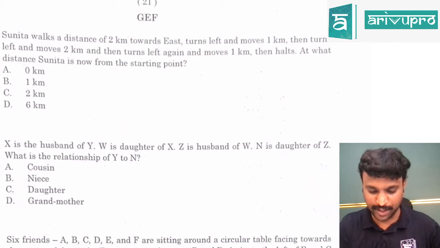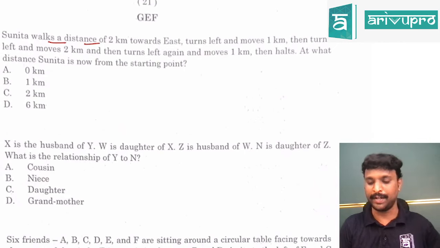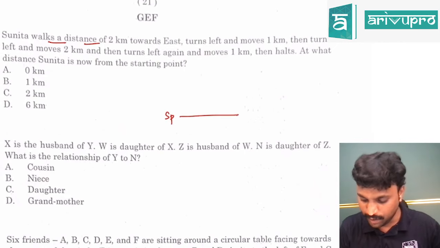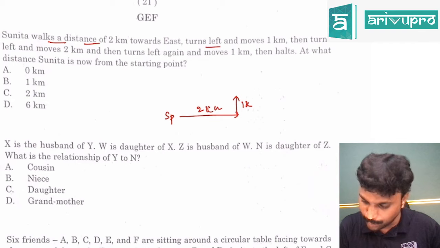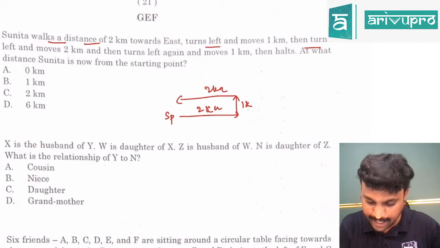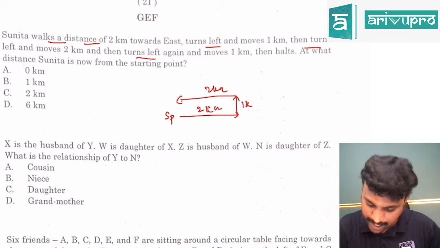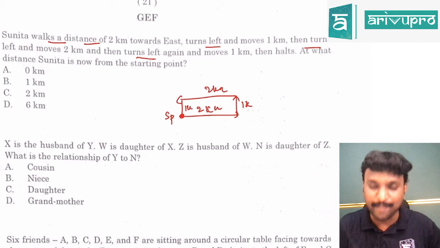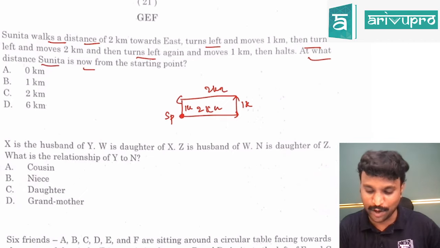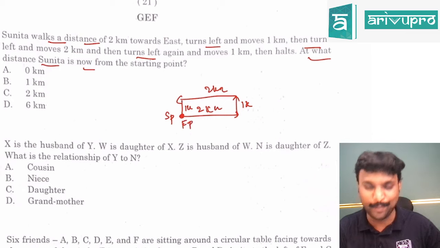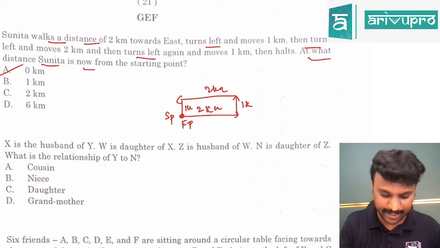Guys, look at the next question. Sunita walks a distance of 2 kilometers towards east. Starting point, she walks 2 kilometers east. Then she turns left, and that means upwards, and moves 1 kilometer. Then she turns left again and walks 2 kilometers. Alright, and then she turns left again and walks 1. Left means downwards, and she walks 1 kilometer. So she finally comes back to what? The original position only. At what distance Sunita is now from the starting point? Final point and the starting point are one and the same. So distance is 0 kilometers.